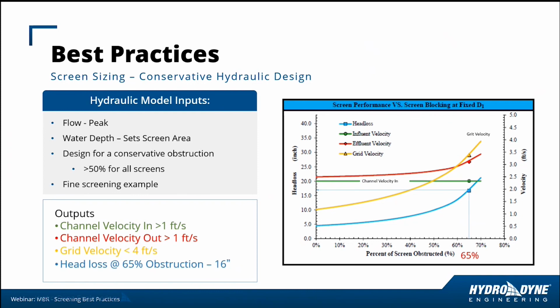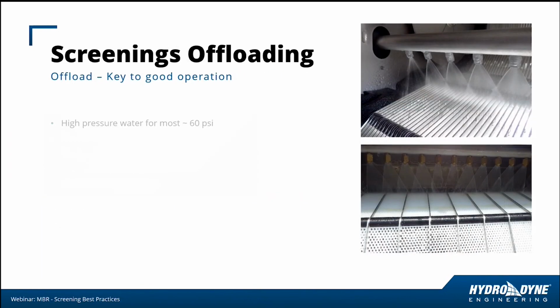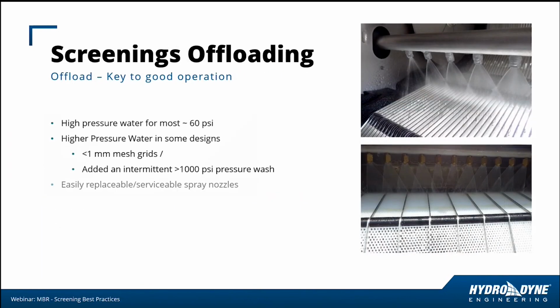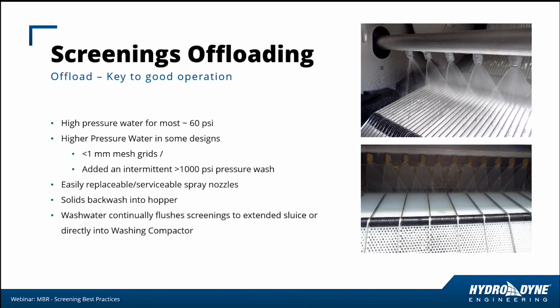In this case, for screening design, one needs to pick a screen obstruction point so that we have a conservative head loss at a point when the screen is blinded, and we would generally advocate for 65% at a minimum. And here we had 16 inches of head loss as an example. Moving on to screening offloading. Offloading is the key to a good operation.